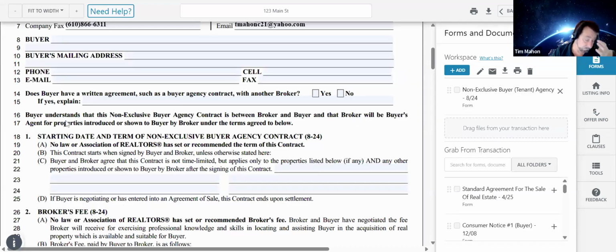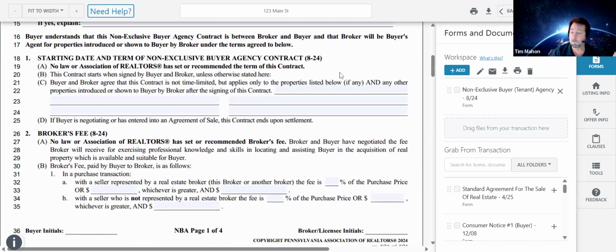So you fill this out, okay? You get their name, address, email, phone number, and cell phone. If the answer here is no, that would be what we check. You might be handwriting this if you haven't sent it in advance. And it states that the buyer understands that this non-exclusive agency contract is between broker and buyer, and that the broker will be the buyer's agent responsible under the terms of the agreement. Pretty much what I said.